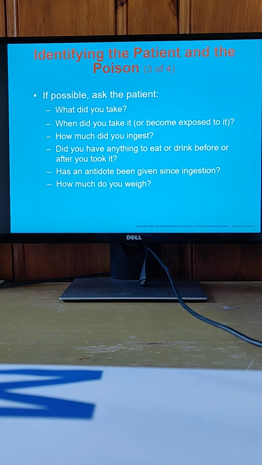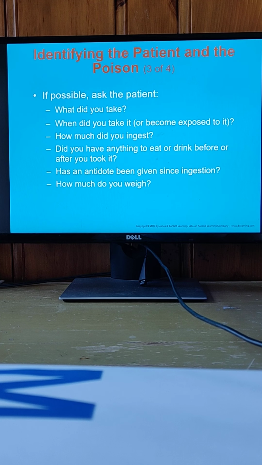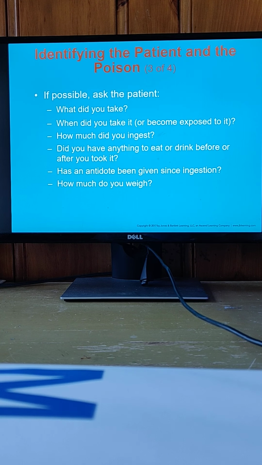The reason why you want to know if the patient had anything to eat, or if they ate anything prior to taking the poison, is because if there's food or product in the patient's stomach, it'll slow down the absorption of the poison into the body, and it might give you some extra time to start treating the patient before the body fully starts to absorb the poisons in the intestinal tract.